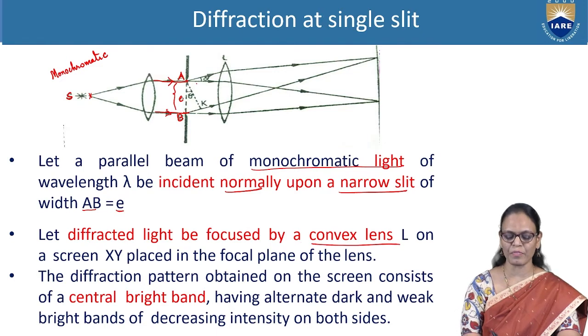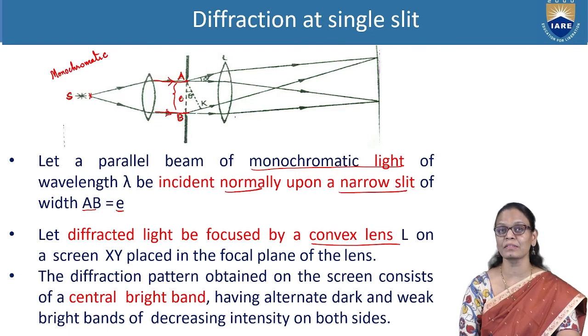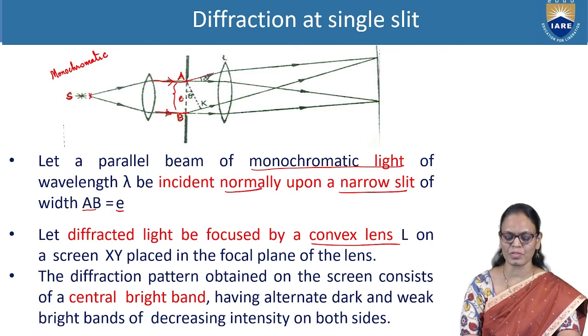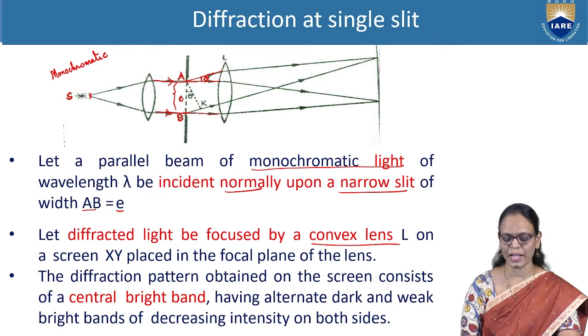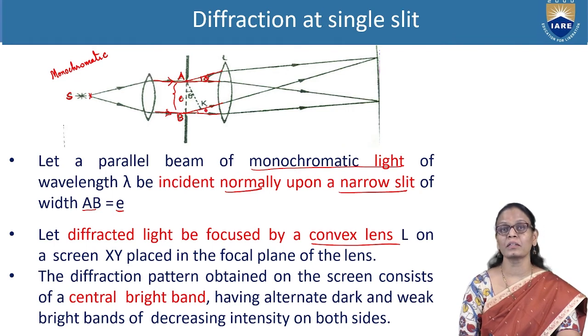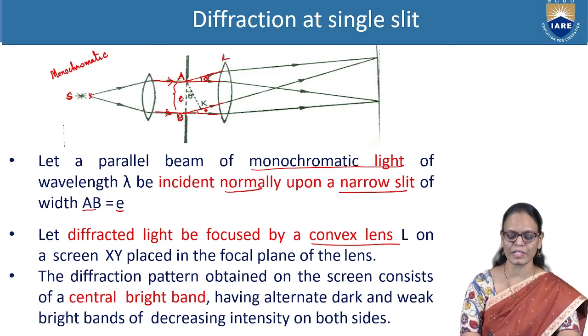Now, what we have seen in diffraction at this point, around the corners, the light will bend. Some of the rays may go straight, but some of them may bend around the corners of the obstacle. This is how the ray is bending. It is making an angle theta with the ray that is going straight. So here also this ray is bending and making an angle theta. Now these rays that are diffracting are focused with the help of a convex lens L.